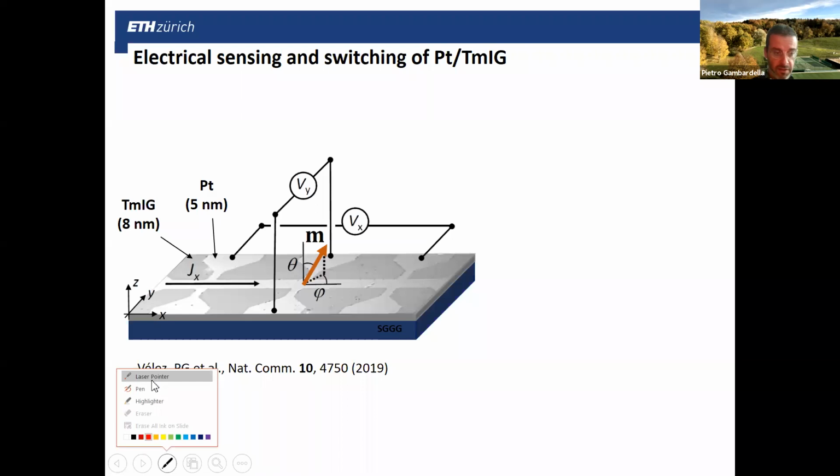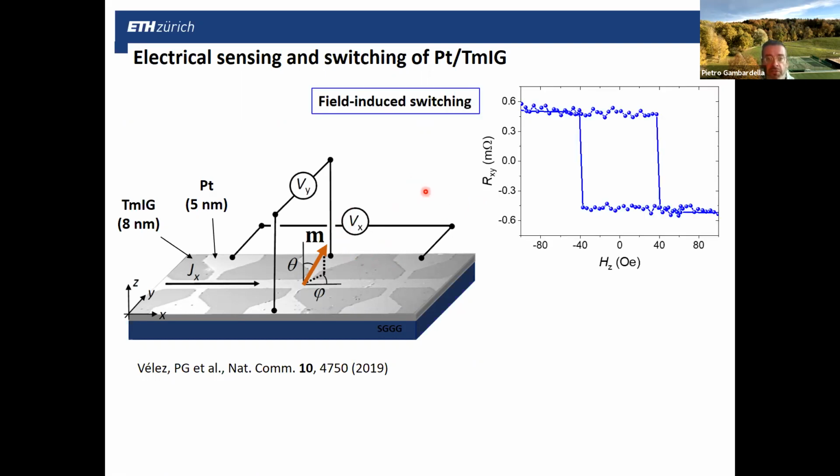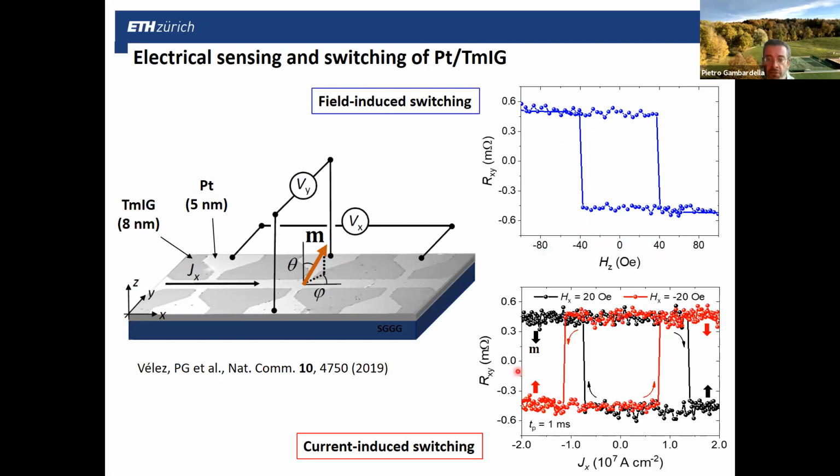And we can not only write the magnetization, but also read it by exploiting one of these magnetoresistance effects induced by spin-orbit coupling, in this case, the spin Hall magnetoresistance, which allows us to measure the switching of the magnetization. Here we have the switching induced by an out-of-plane field, and here the switching induced by a current.